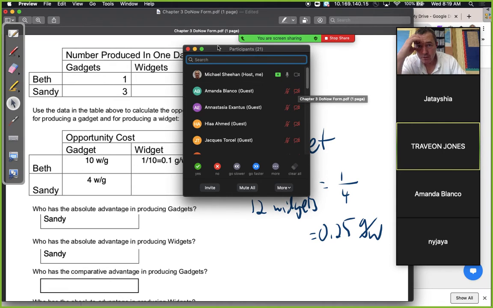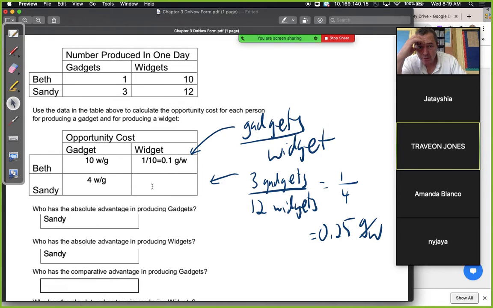Okay. So anyway, I want 1/4 or 0.25 gadgets per widget. All right.